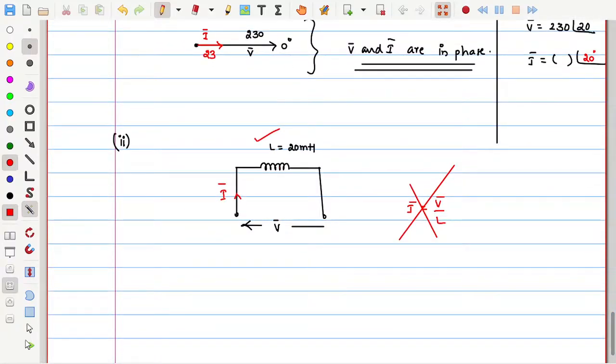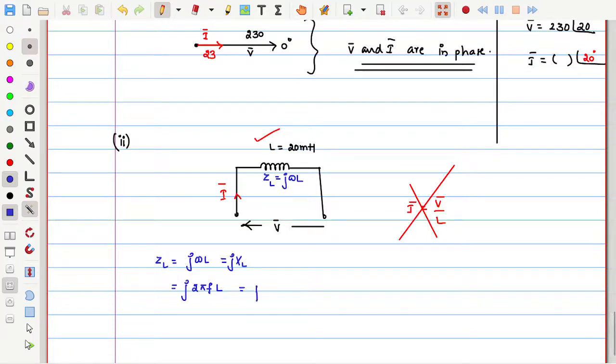Whenever inductors or capacitors are there, we need to find their impedance. For an inductor it is ZL, and for a capacitor it is ZC. In the last session we saw that ZL is equal to j omega L, which can also be written as jXL. It doesn't matter, whatever it may be.